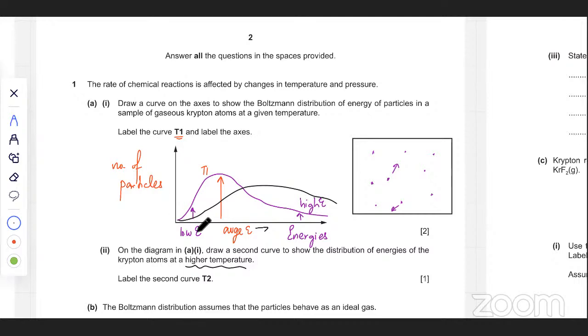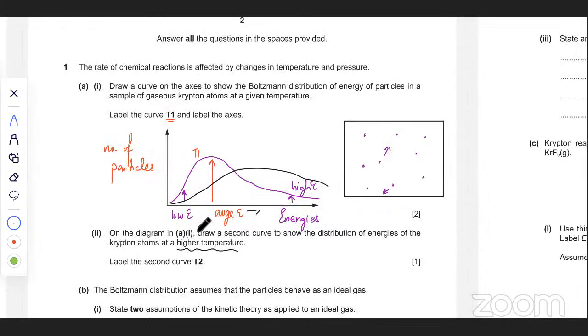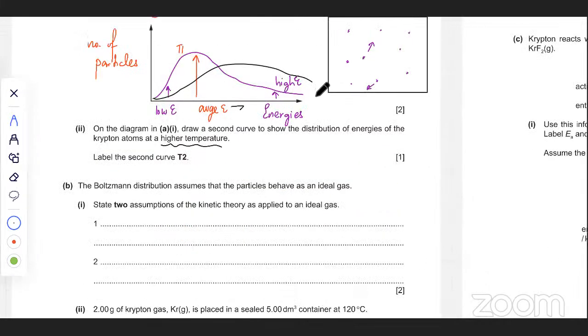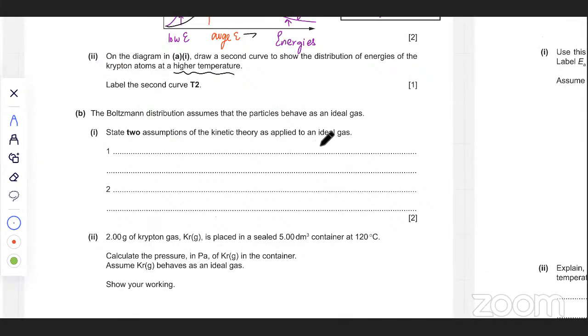The next part is, the Boltzmann distribution assumes that the particles behave as an ideal gas. State two assumptions of the kinetic theory as applied to an ideal gas. These are your two main assumptions. The first assumption is that the intermolecular forces are negligible.